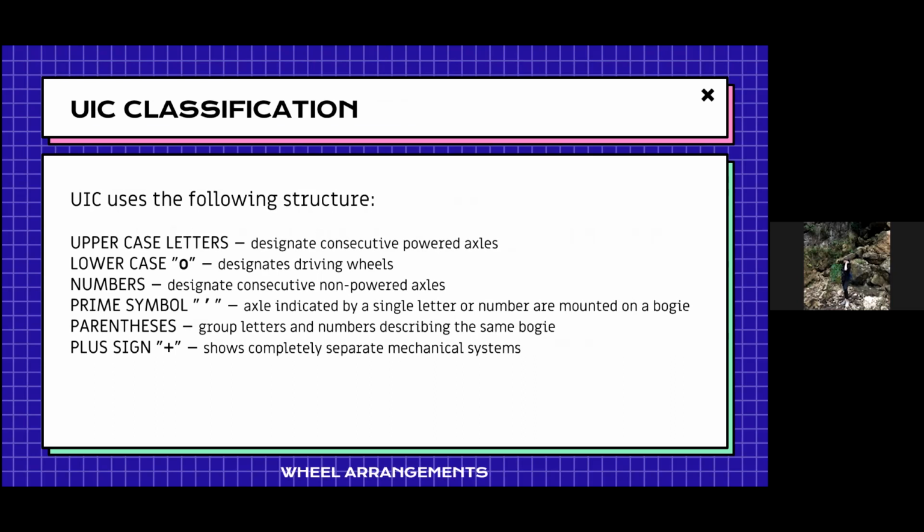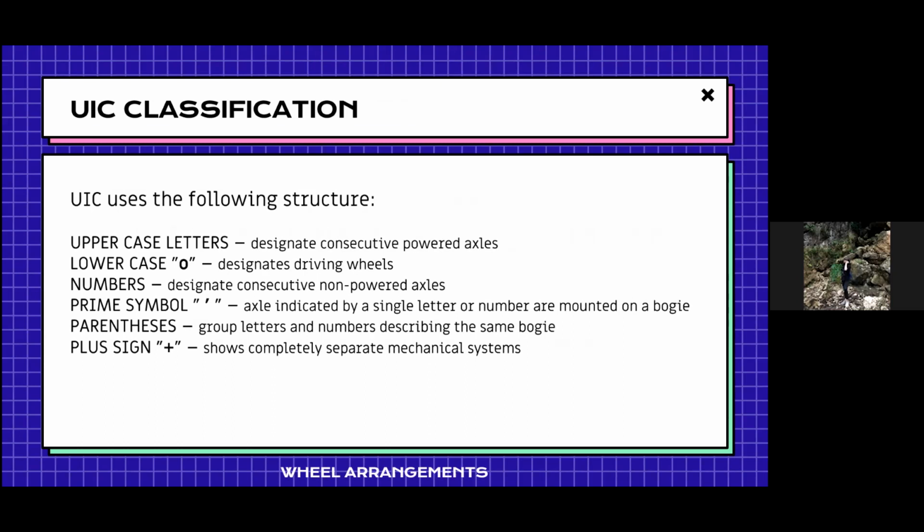So UIC uses the following structure. Uppercase letter, which designates consecutive powered axle. For example, yung A na malaking letter, ibig sabihin nun, meron siyang 1 powered axle. Yung B naman, na malaking letter din, meron siyang 2 powered axle. And yung C, meron siyang 3 powered axle, and so on and so forth.